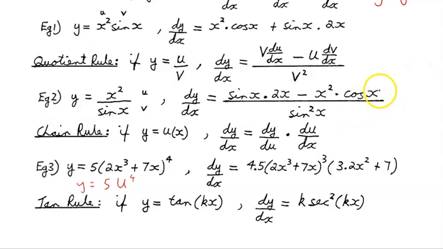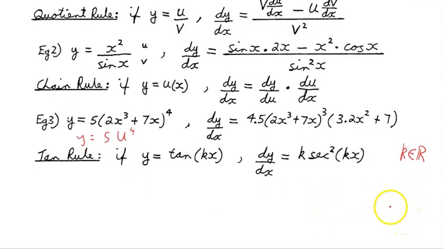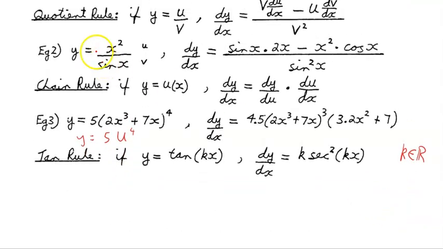Tan rule. If y equals tan kx, where k is some sort of constant, and I can just say k belongs to the reals, then dy dx is k times sec squared kx. Remember, sec is secant, which is 1 on cos. So k secant squared of kx. All right, and that's that.